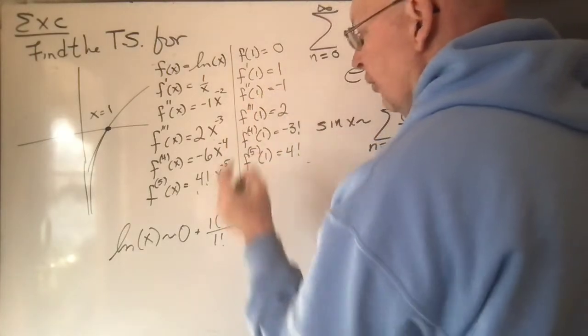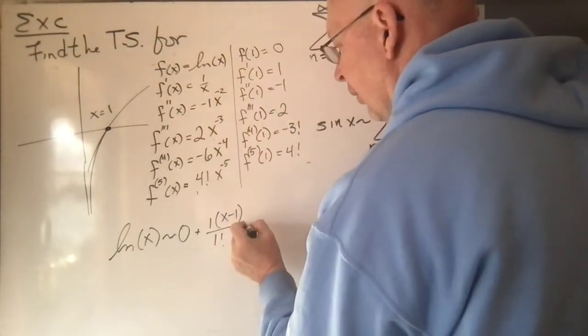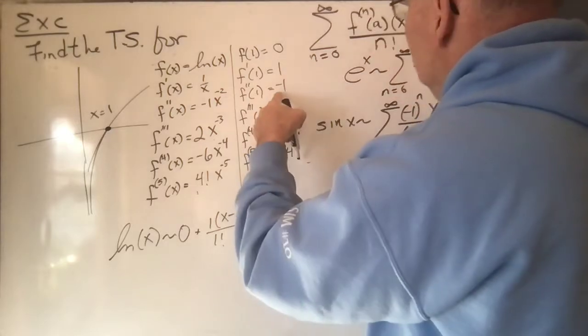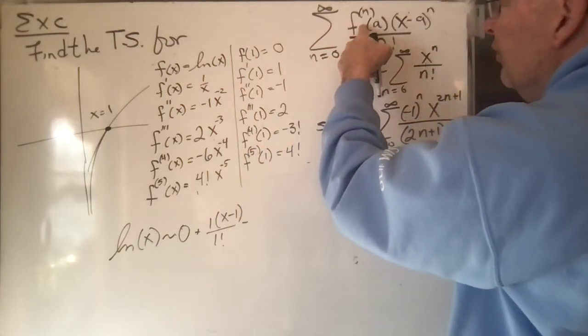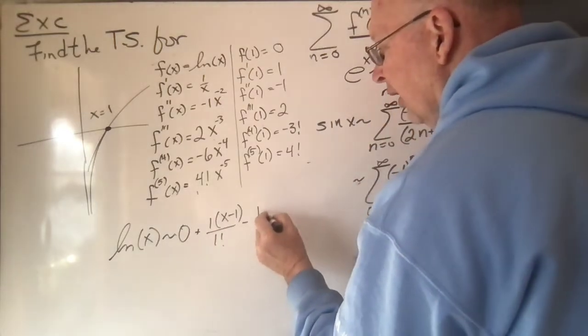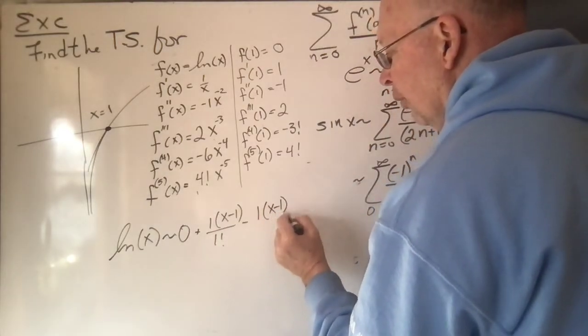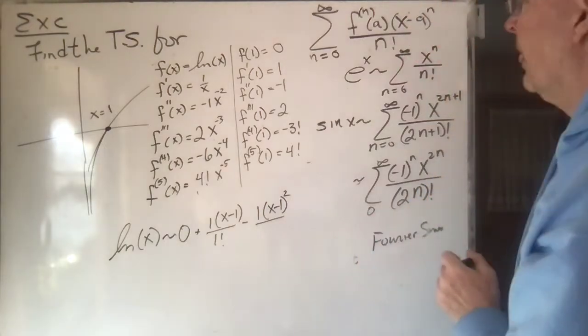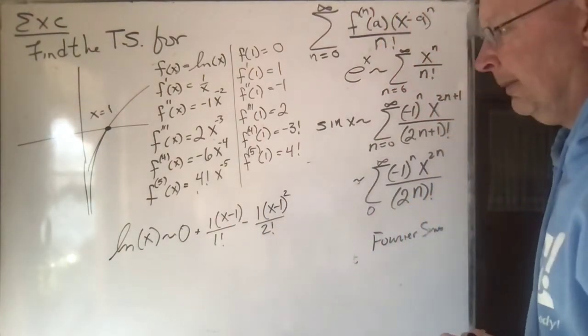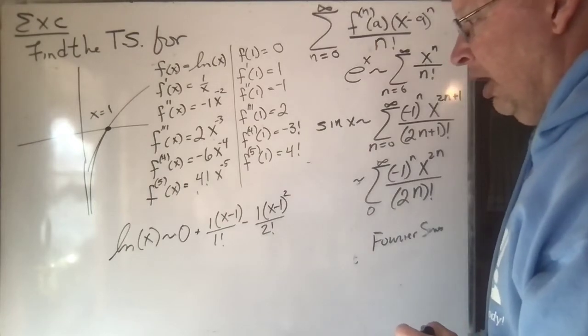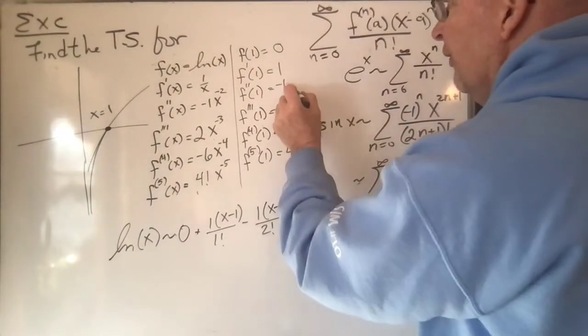Then it's going to be what? It's going to be minus. Here's the derivative, here's for n equals 2. It's going to be the derivative, which is going to be minus 1 times (x minus 1) squared over 2 factorial. Okay, that takes care of this one.